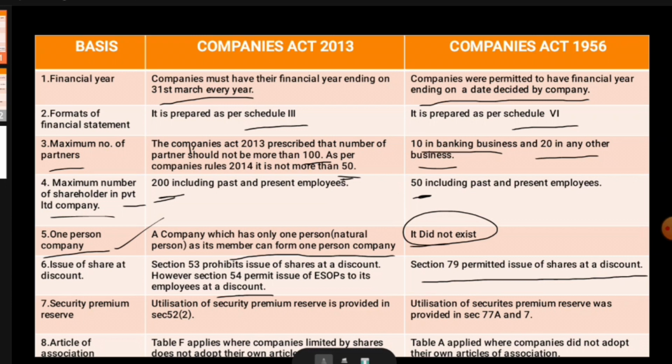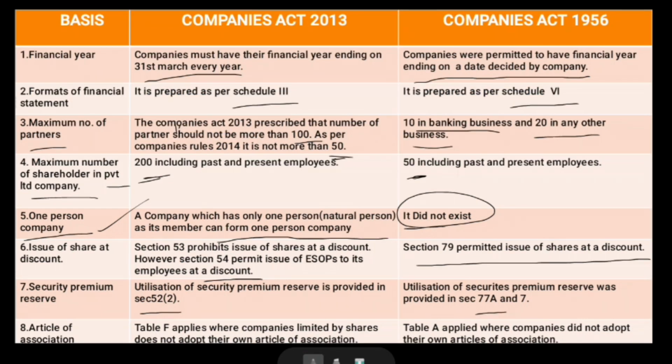The utilization of securities premium reserve is provided under Section 52 Subsection 2, but in Companies Act 1956 it was provided in Section 78, which means its section has changed. Now securities premium reserve is utilized for issue of bonus shares and for buying back the shares of the company. So these are some purposes for which the securities premium reserve can be utilized.